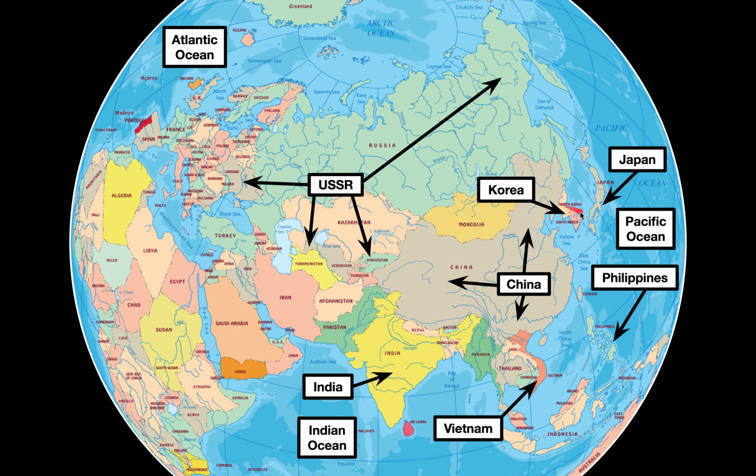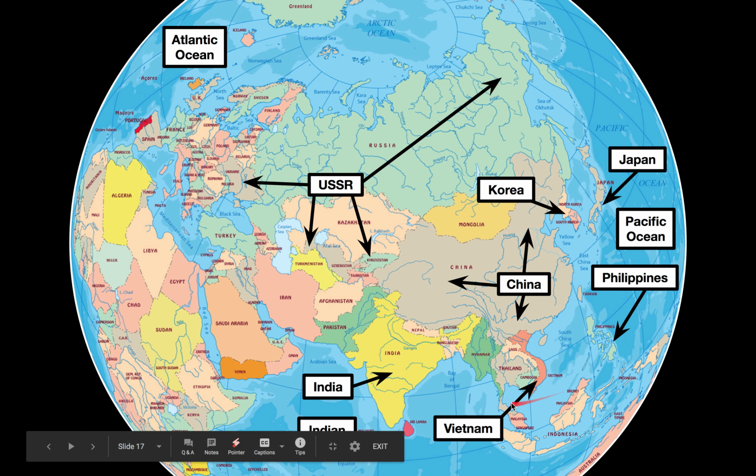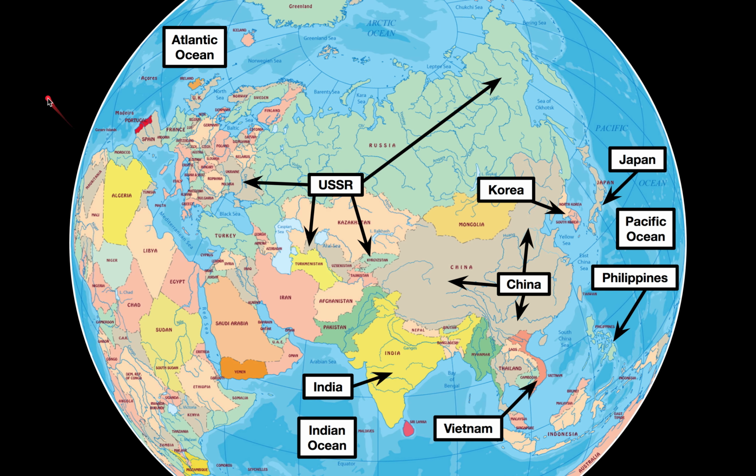All right, Korea over here in East Asia, Japan, the big island country, China, this massive country in East Asia. Got the Pacific Ocean over here. You should be familiar with that already, hopefully. The Philippines, these little island countries down here. A lot of island countries. Vietnam, over in Southeast Asia. India, the big country in South Asia, and the Indian Ocean down there.